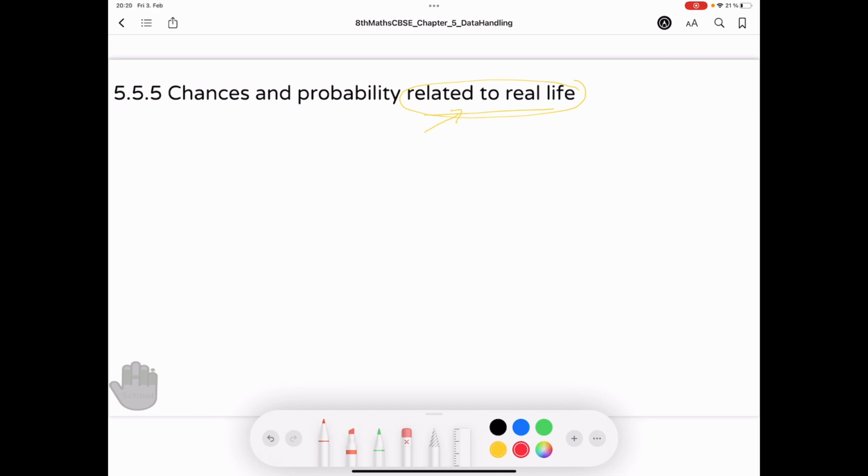All these real life situations can be put to test with probability mathematics. So before ending this data handling chapter, let's discuss one more small thing.